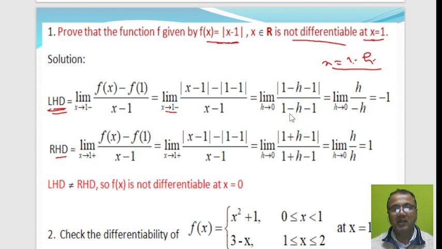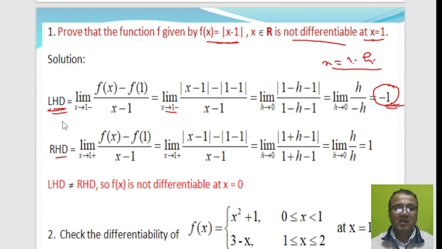You are getting this, and now simplify it. After simplification, what will you get? The value will be minus 1. The value of the left hand derivative is minus 1. The value exists, and it is equal to minus 1 only.